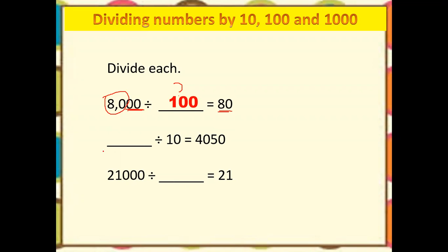How about here? The first number is missing. What do we do? What is the inverse of division? Correct, multiply. So multiply, do you remember the rules in multiplying by 10, 100, and 1,000? Yes, we are going to add the 0. So therefore, we have 1 zero here, so it will become what? 40,500.